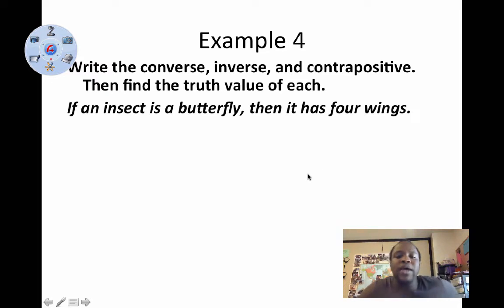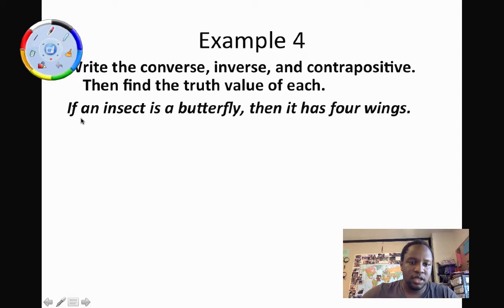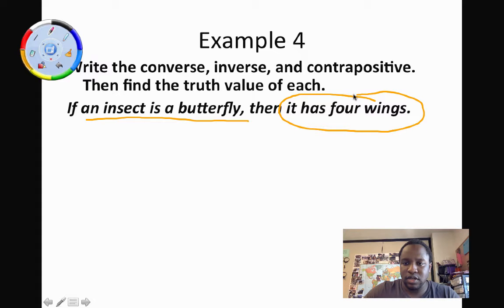Now, I'd like you guys to write the converse, inverse, and contrapositive, then find the truth values of each. So the conditional statement that's given is if an insect is a butterfly, then it has 4 wings. So we have our hypothesis, an insect is a butterfly, and we have our conclusion, it has 4 wings. So remember, the converse is if conclusion, then hypothesis. So try to write the converse.